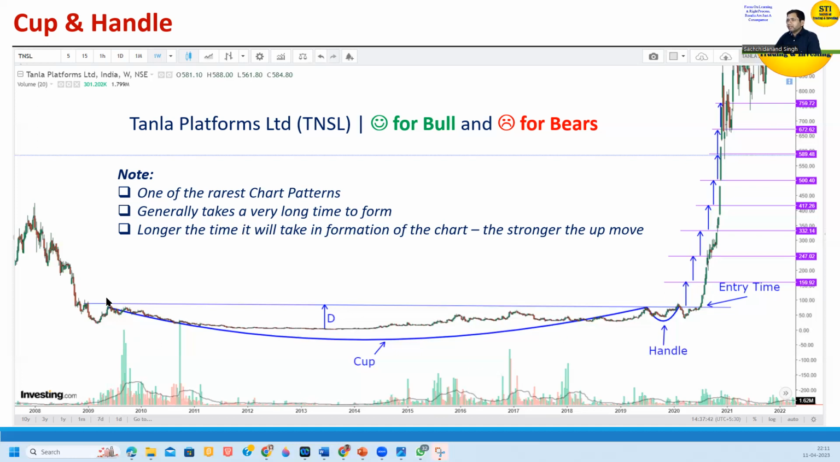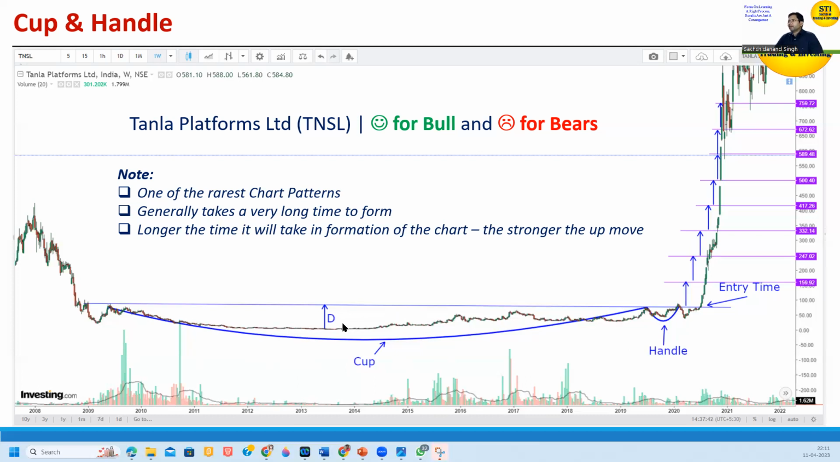When any such formation is happening, that is the one cup, which is a long time frame, and the comparatively small time frame is making the handle. After that, the breakout could have happened from this point as well, or maybe the next point. Both will be considered the cup and handle chart pattern only.